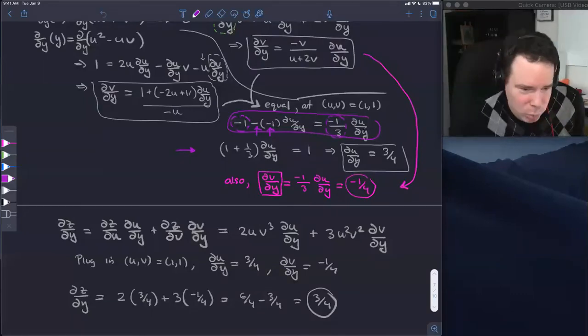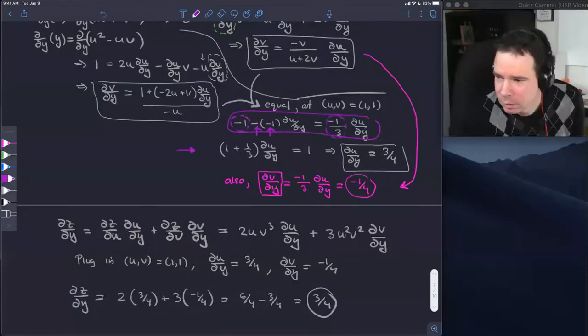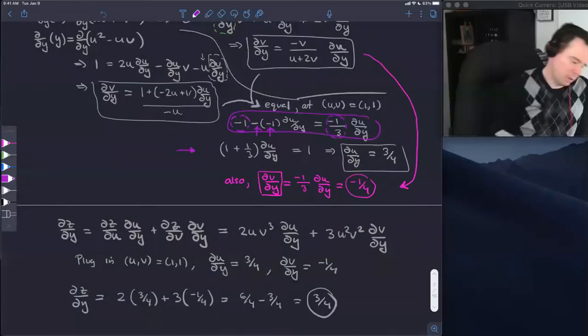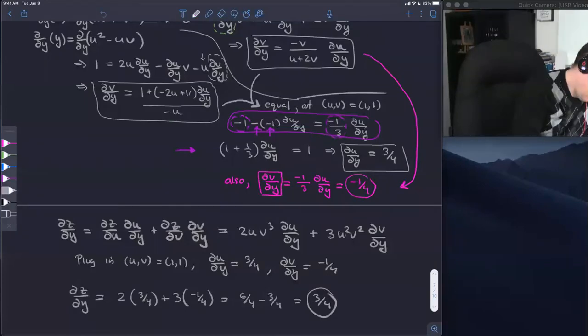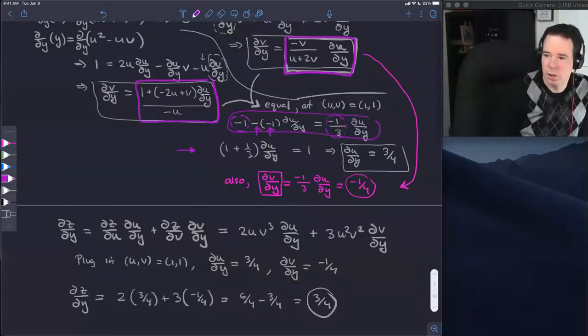The previous line, the one circled in purple. Oh, that came from setting these two equal. So this, I'll highlight those in purple. This thing, because it's dv dy, is equal to this thing. So those two expressions are equal to each other.